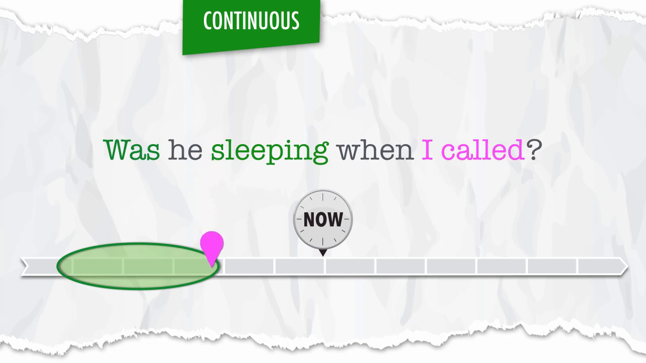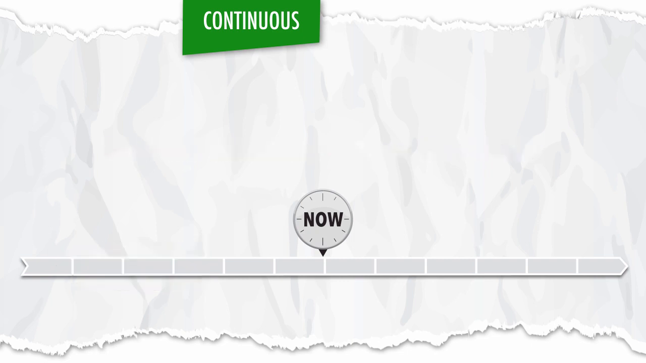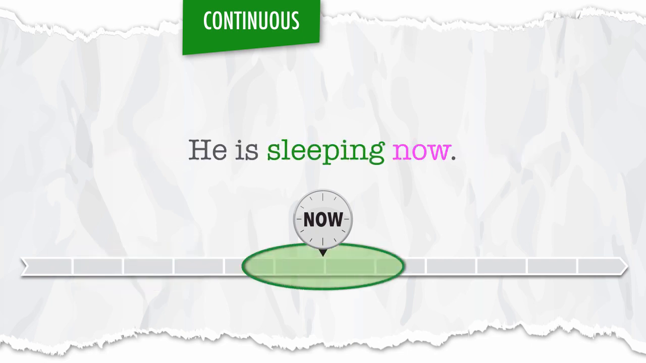Was he sleeping when I called? Continuous sentences are used to describe continuous actions that can be interrupted by other actions. He is sleeping now. In this sentence, now is the other point in time.